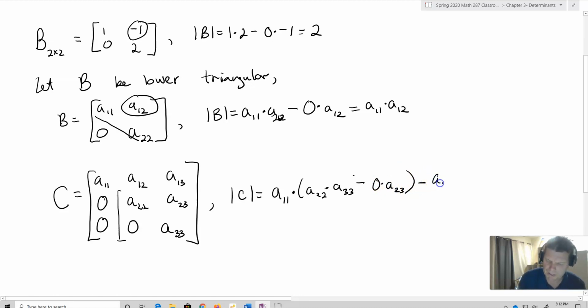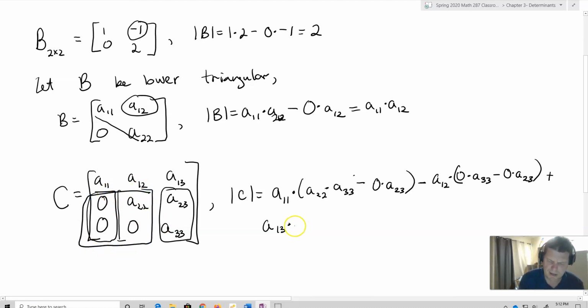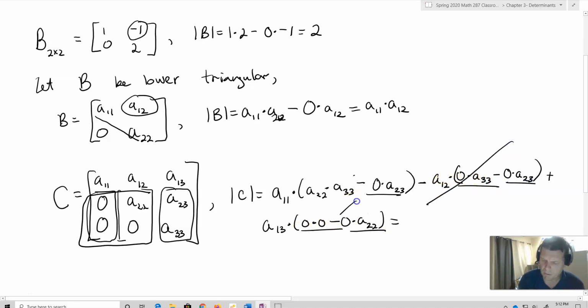Minus, and then we'll have a12 times the determinant of this column by this column matrix. So this is going to be 0 times a33 minus 0 times a23. Well, that's just going to end up being 0, isn't it? Plus a13 times the determinant of this matrix, which is 0 times 0 minus 0 times a22. What we want to notice is that this, like everything else, is getting multiplied by 0. So these two terms go away, and all we're left with is a11 times a22 times a33. And that's the determinant of our 3 by 3.